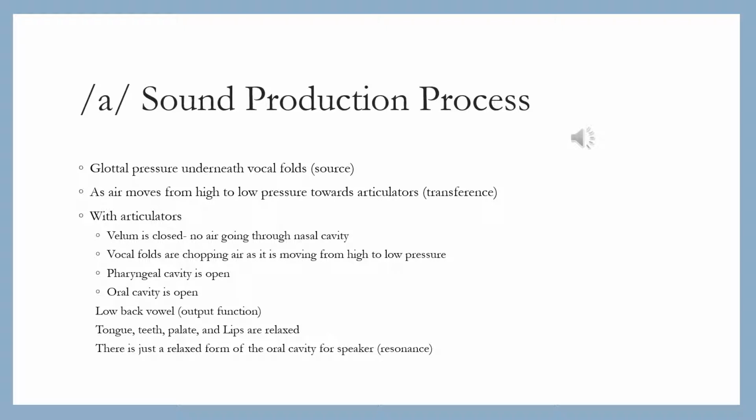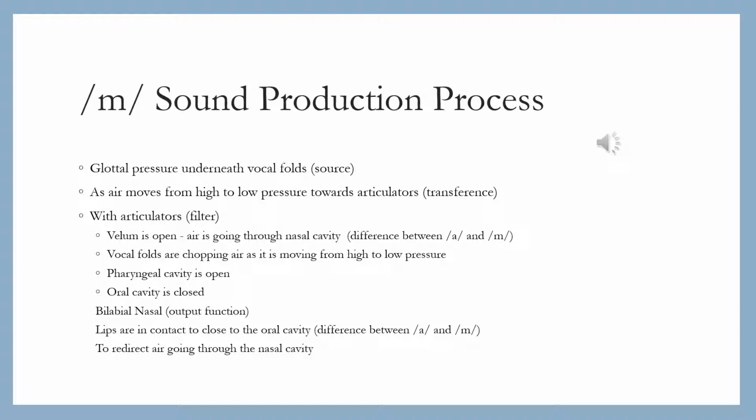As we're looking at output with the articulators, our tongue, teeth, palate, and lips are also relaxed. So there is just a relaxed form in the oral cavity for the speaker, which creates a resonance, and that's how we get the sound production of ah. So it's a very easy vowel to produce. Again, it'll look very similar across all speakers, but that's when we take all the terms that we've learned throughout the slides, putting it all together with source filter theory, you can see how an ah is produced.